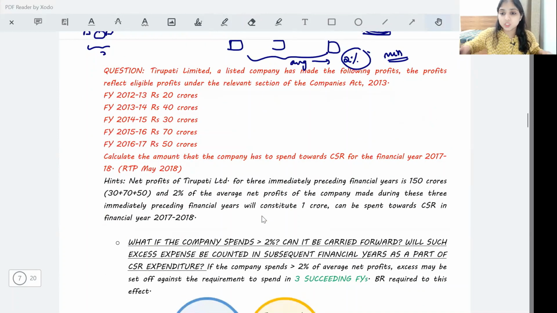Now look at this question over here. For 17-18, how much is the company supposed to spend on CSR? 17-18 means you will see the 3 preceding years: 16-17, 15-16, 14-15.